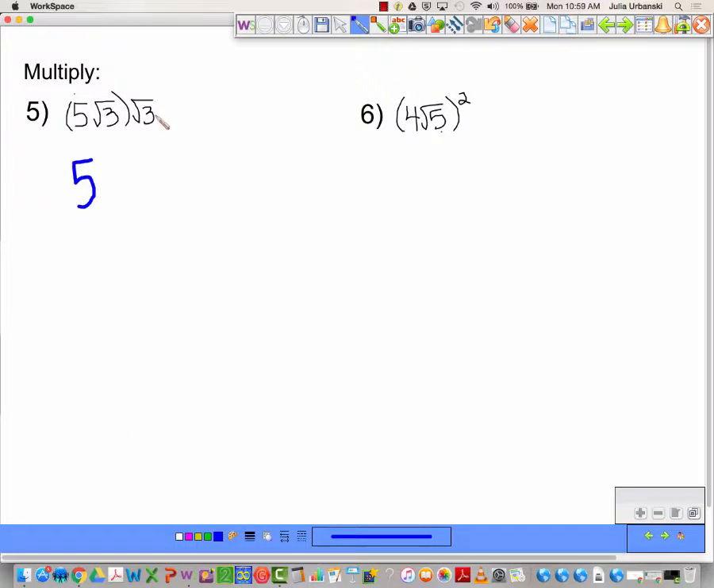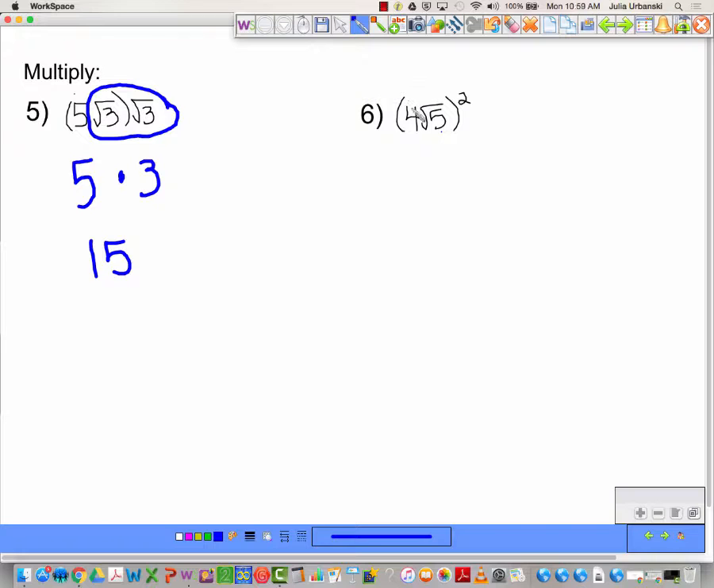But what happens with radical 3 times radical 3? Square root of 9. What is it going to be? 3. They go out of the house. Okay, everything's multiplied. The 5 has nothing to go with it. Radical 3 times radical 3 goes out of the house, becomes 3.